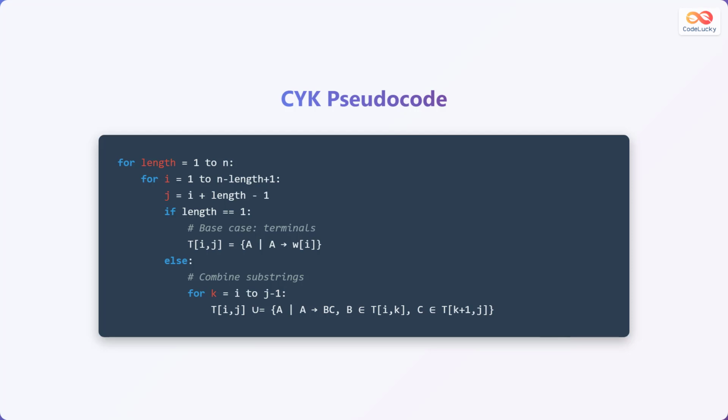Otherwise, we combine substrings by iterating through all possible split points k, and check if there is a production rule A → BC where B is in T[i][k] and C is in T[k+1][j]. If such a rule exists, we add A to T[i][j].